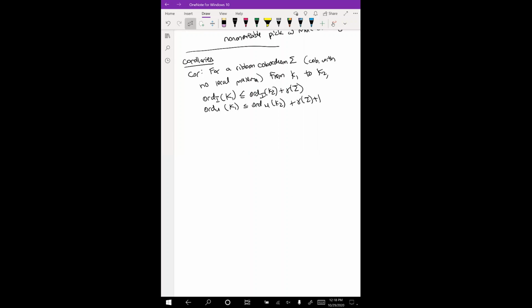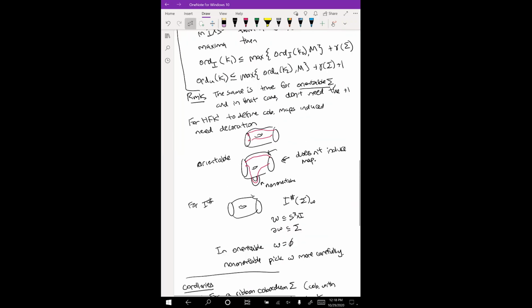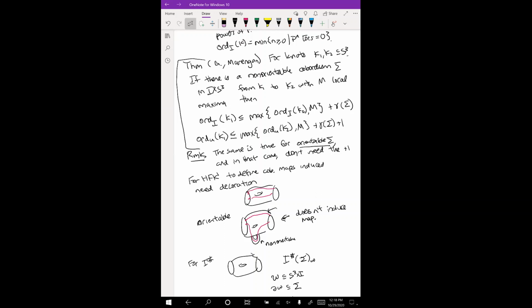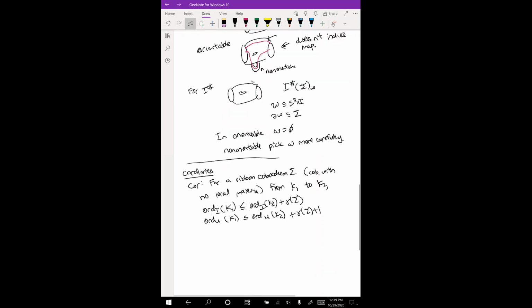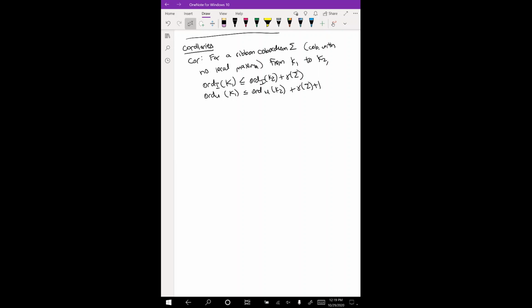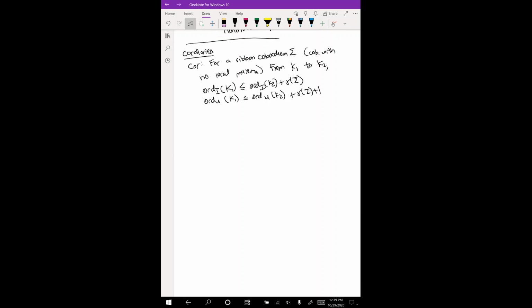Also, another thing to point out is that our theorem for the instanton version is sharper, in the sense that it doesn't have this +1, but it's also a lot harder to compute these torsion orders. So in that sense, having this result for HFK is better. Okay, so this result just follows immediately from the theorem, because you plug in capital M equals 0, since there are no local maxima, and you get this.